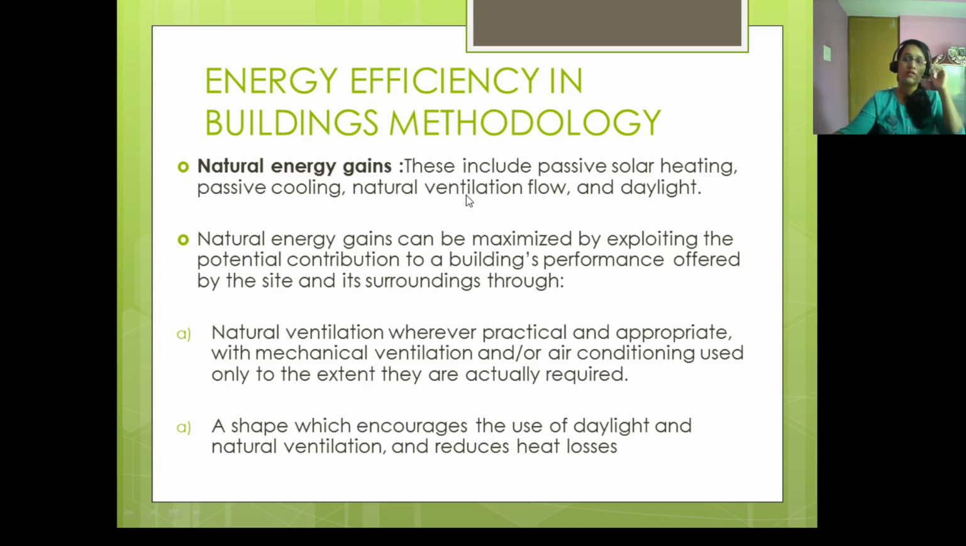This will include passive solar heating, passive cooling, natural ventilation flow and daylight. These natural gains can be maximized by exploiting the potential contribution to a building's performance offered by the site. Natural ventilation is used wherever practical and appropriate, with mechanical ventilation and air conditioning used only to the extent that they are actually required. Now, a shape which encourages the use of daylight and natural ventilation also reduces heat losses.